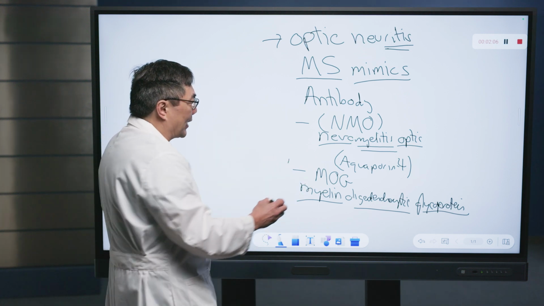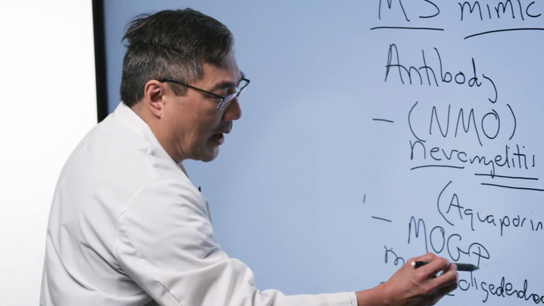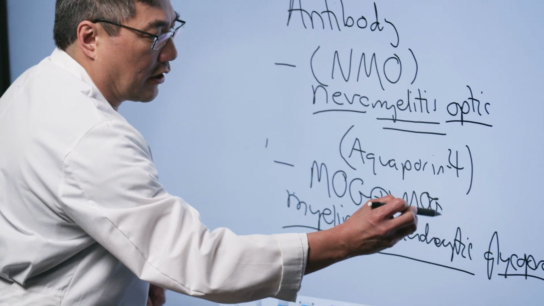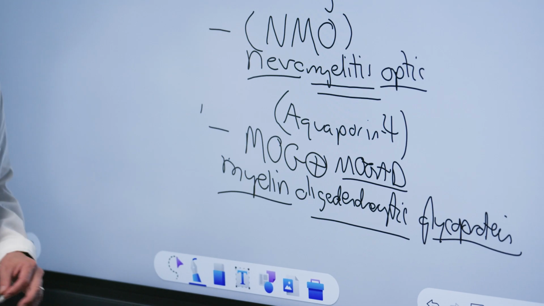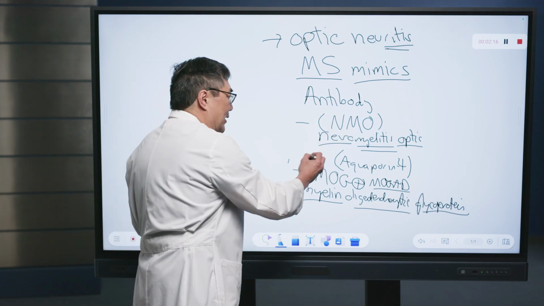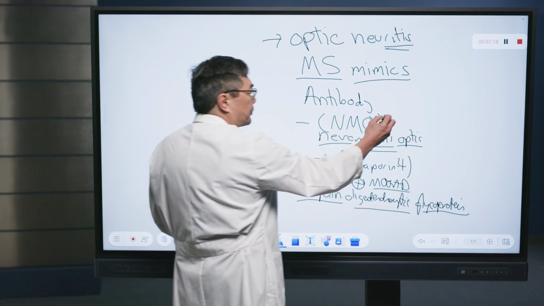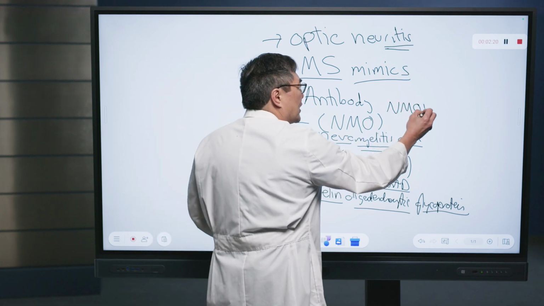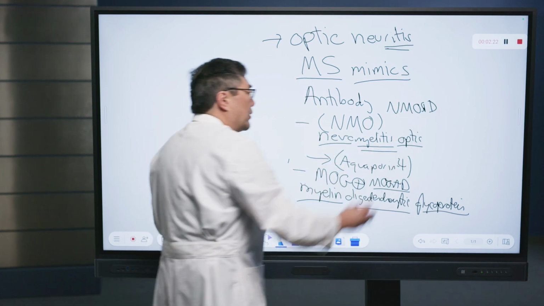So the two antibodies are MOG antibody, and the disorder is called MOGAD, myelin oligodendrocyte glycoprotein associated disease. And for NMO, the antibody is called aquaporin 4, and that causes NMO spectrum disorder.